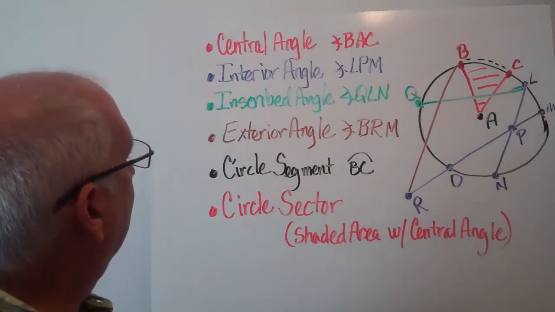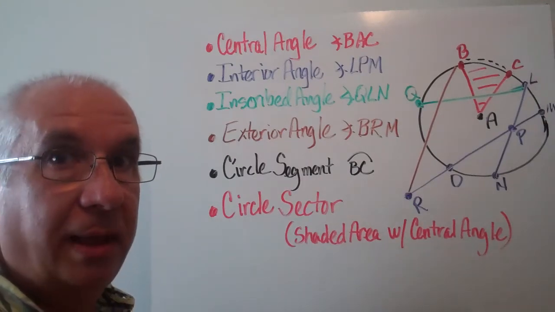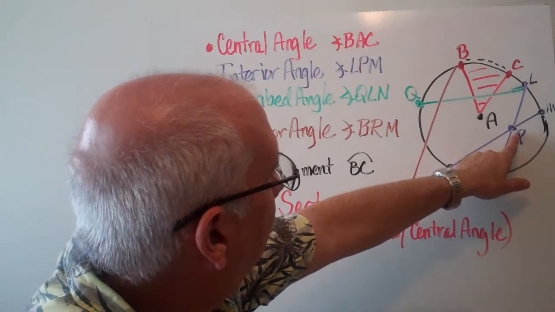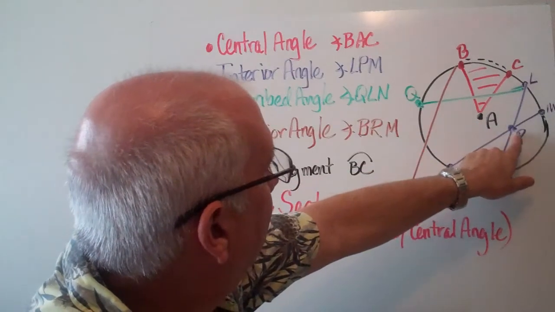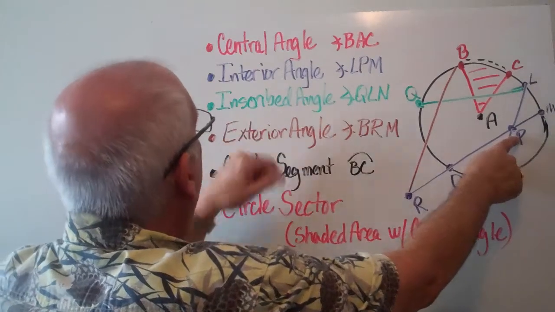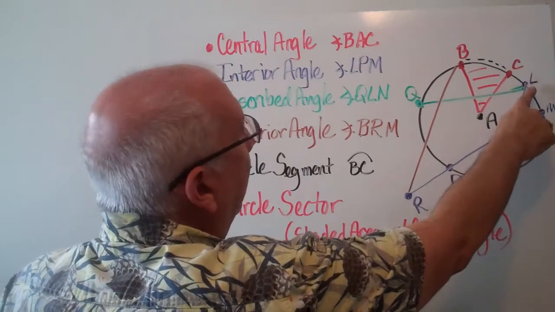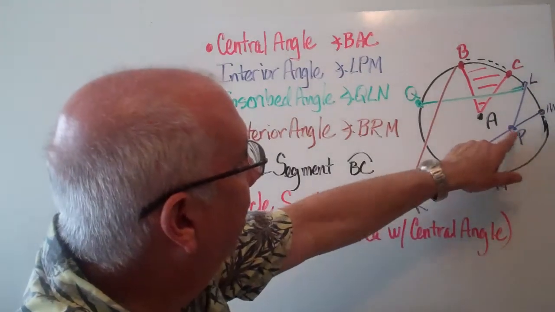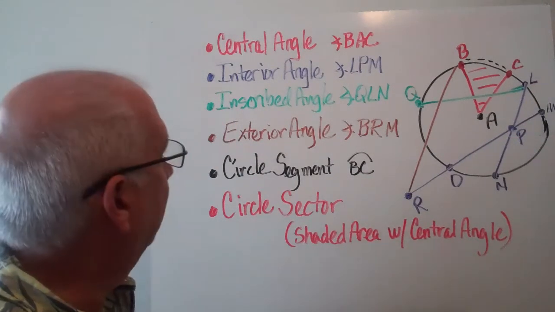That's a central angle. An interior angle is an angle whose vertex is located in the interior of the circle. Well, here's a point at the interior of the circle. That's not the center because that's a central angle. So any angle here is an interior angle. An example of an interior angle would be angle LPM, because point P is in the interior of the circle, but it is not at the center.